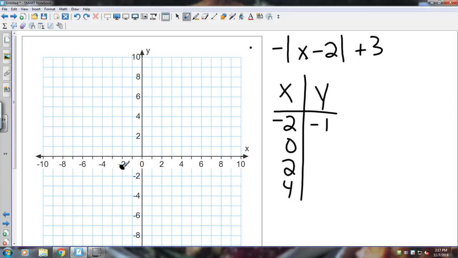Zero is my friend, except in absolute value. What's 0 minus 2? Negative 2. What's the absolute value of negative 2? 2. Put a negative sign on it. What's negative 2 plus 3? 1.